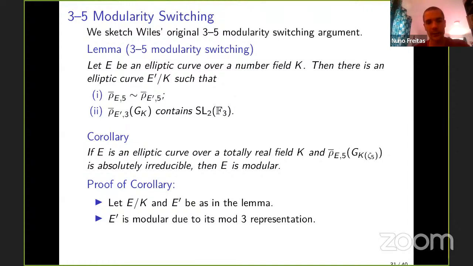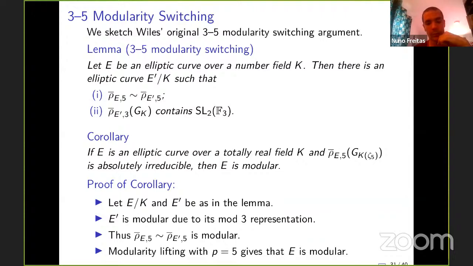In particular, the 5-adic one is modular, and so we can reduce the 5-adic representation and conclude that our original elliptic curve also has a residual mod 5 representation that is modular. Now, because we have the assumption that the image mod 5 is sufficiently large, we can again apply modularity lifting at p equals 5, and this gives us that E is also modular. So to finalize, I'll just summarize the proof of the lemma.